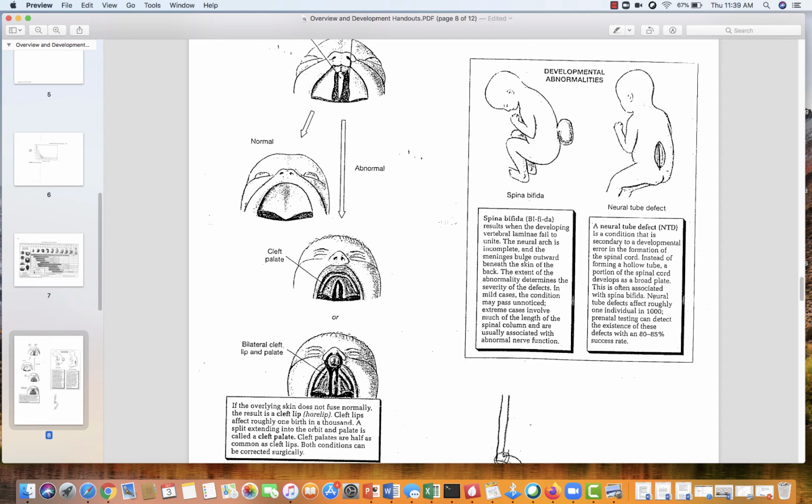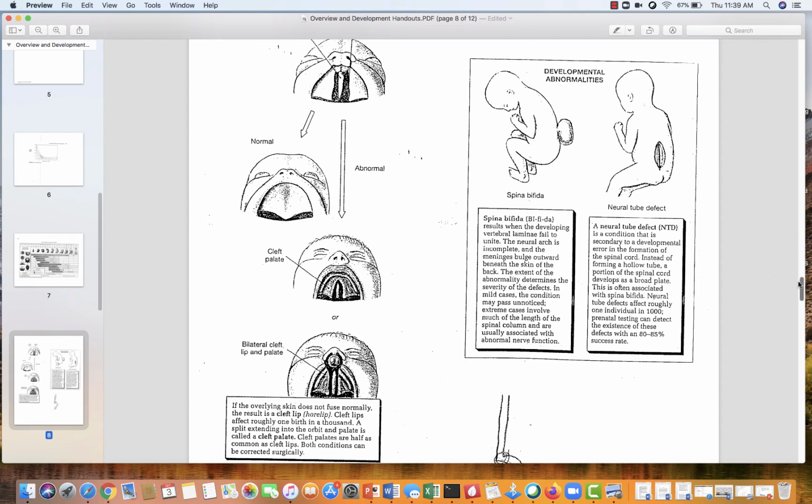Okay, so cleft lip actually affects roughly 1 birth in 1,000, whereas cleft palate is about half as common as a cleft lip. Okay, so a cleft palate is where you have a split extending into the orbit, the location of the eye, and that is referred to as a cleft palate. With the cleft lip, that results where there's not fusion of the overlying skin.